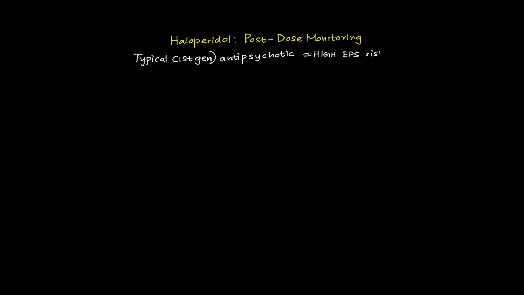Manic client got haloperidol 5 mg IM and was placed in seclusion after de-escalation failed. Now the nurse is monitoring. What's the highest priority assessment? Observe for extrapyramidal symptoms. Haloperidol is a typical antipsychotic, first generation, and these drugs are notorious for extrapyramidal side effects.